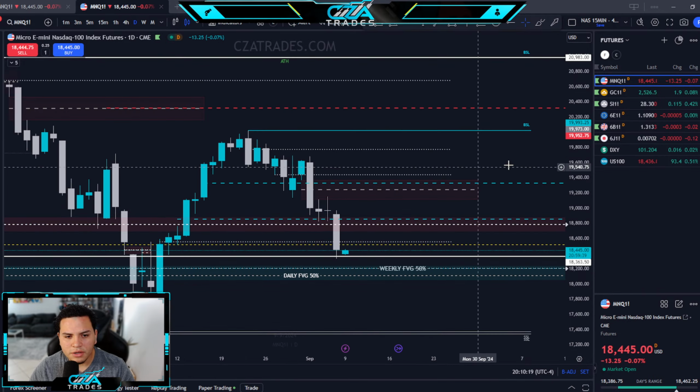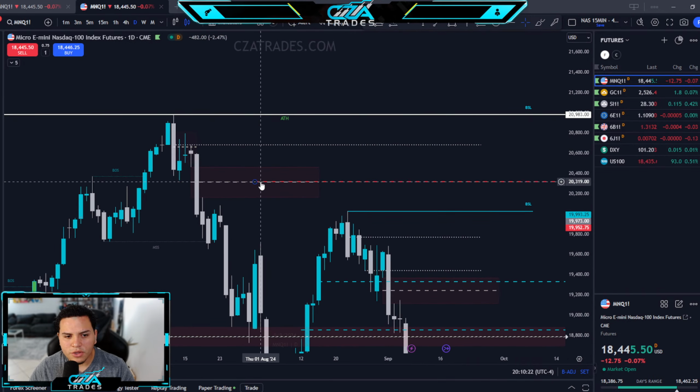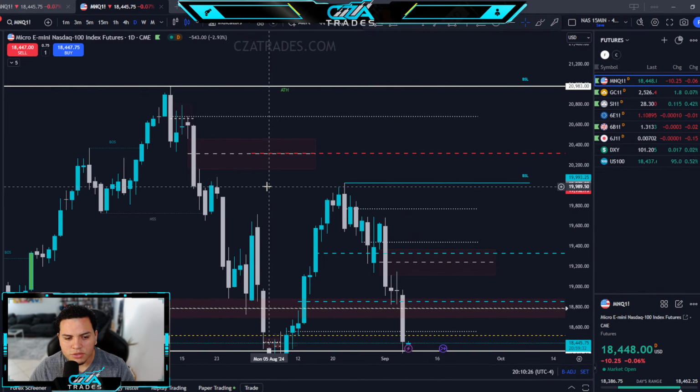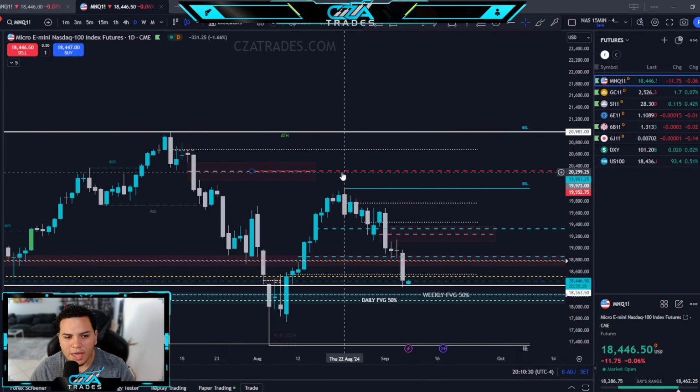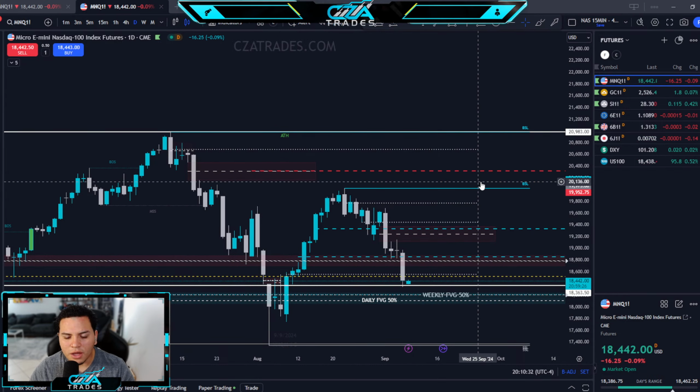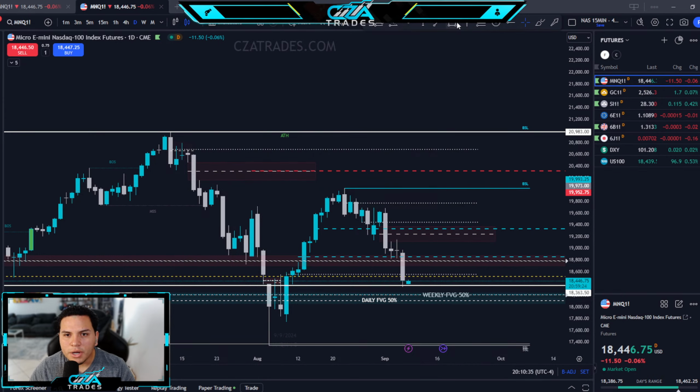Go down into the daily. Let's check this out. We had this level here, this fair value gap. This was a bearish fair value gap. It was a beautiful zone too. It was an extreme premium zone. So I was expecting price action to come back into here, tap it, and then continue to the downtrend.